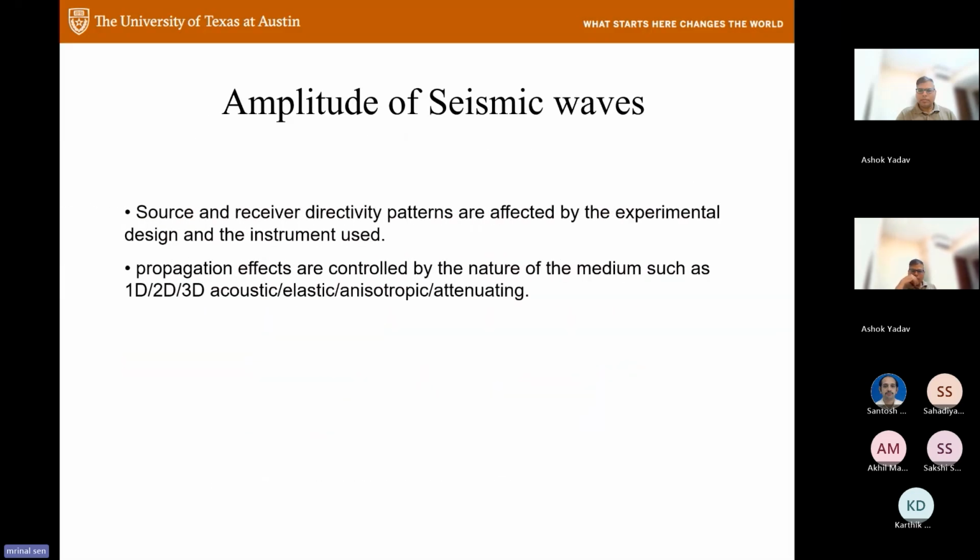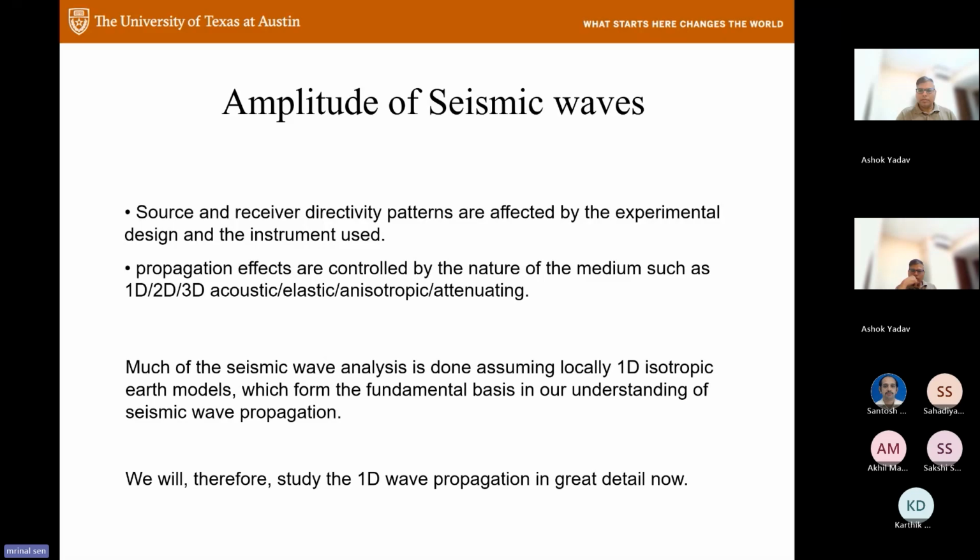So source and receiver directivity patterns are affected by experimental design and the instrument that has been used. And propagation effects are controlled by the nature of the medium, or what we call geology, right? So what kind of geological variation we have in the subsurface affects the changes in rock properties, and the changes in rock properties are what are reflected in our seismograms as changes in amplitude and phase.